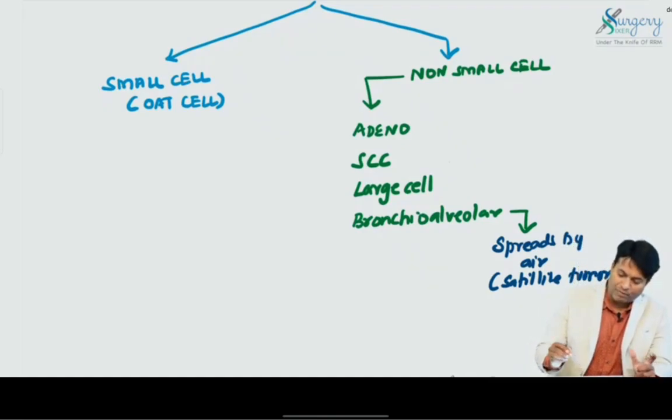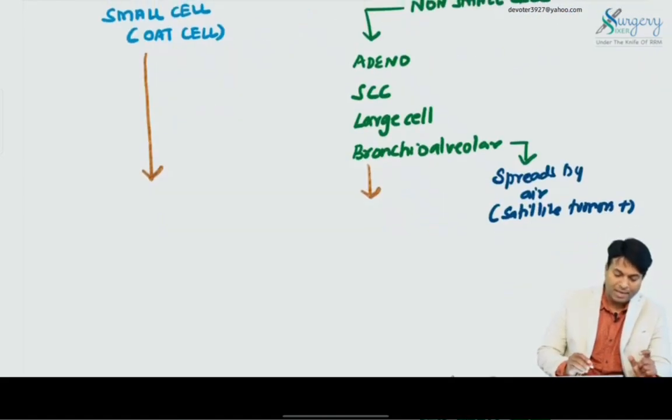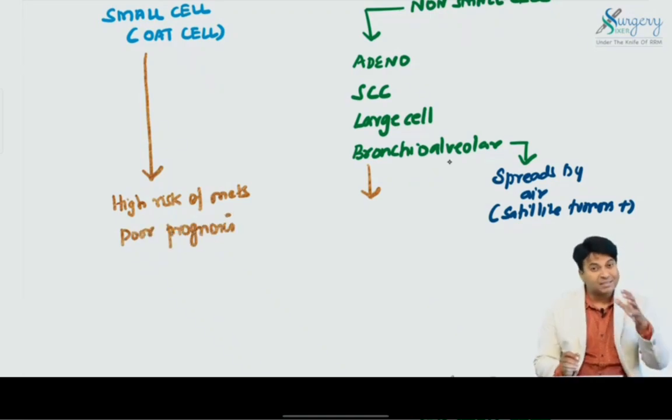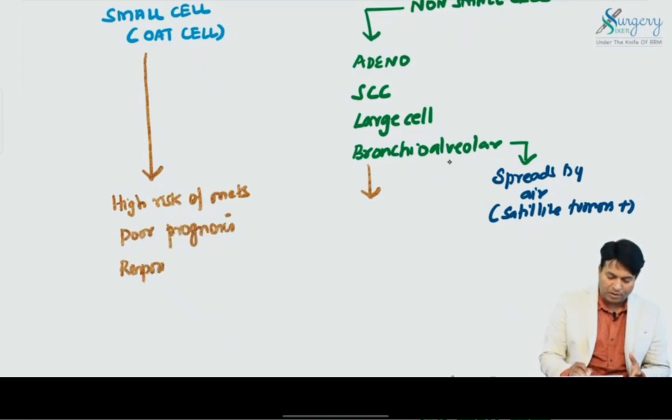So let us see why we are dividing them into small cell and non-small cell. The basic point is small cell cancer has a high risk of METs. They have poor prognosis. So please remember, small cell cancer has a high risk of METs with a poor prognosis, and they respond very well to chemotherapy. Response to chemo is excellent in small cell cancers.